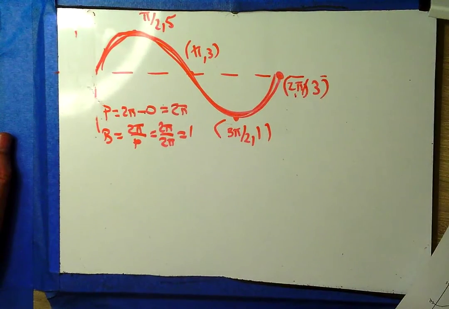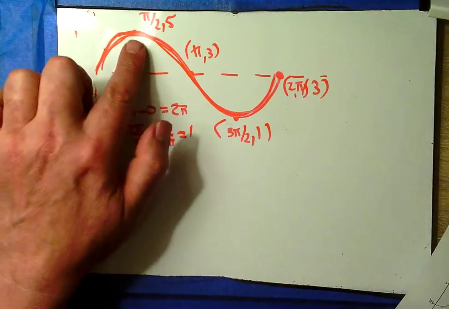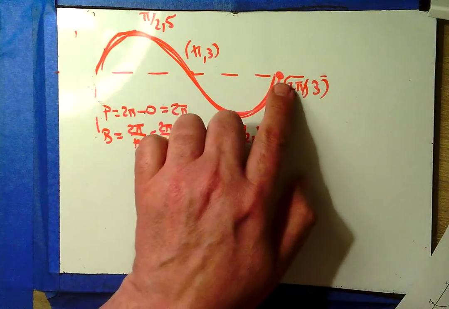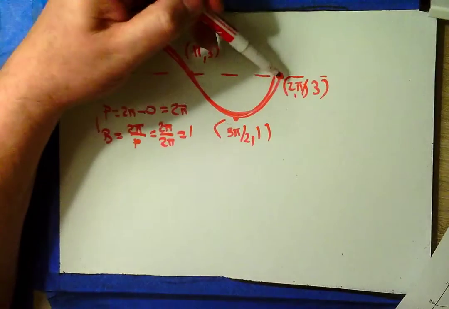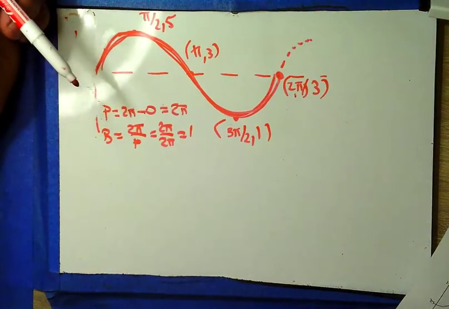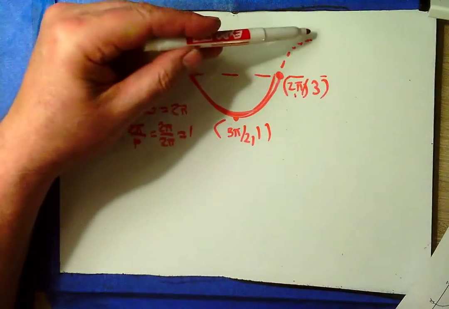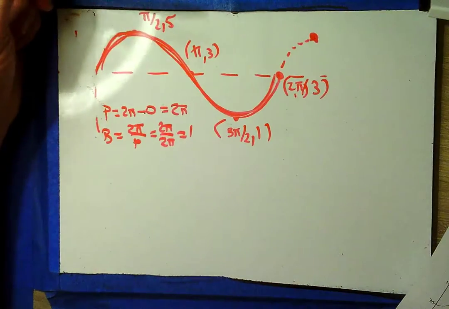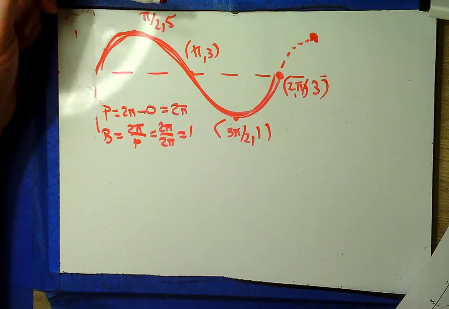Now, let's imagine that I didn't see this point here, and I needed to figure out the period. Well, from here to here isn't a full period. I would need to back up to the high point again. And I don't know where that point is. Well, I can figure it out using quarter points.